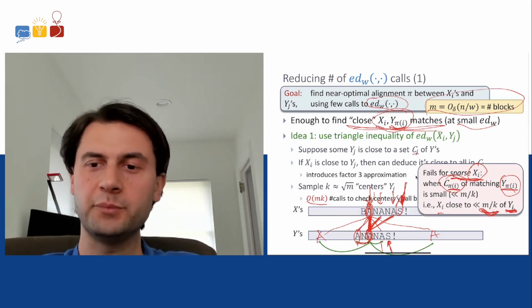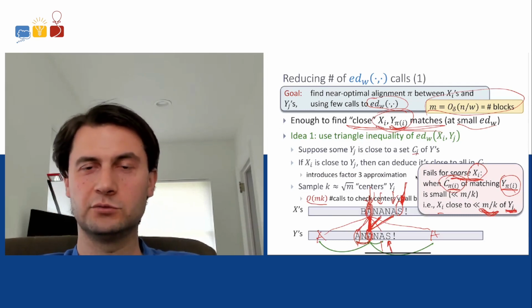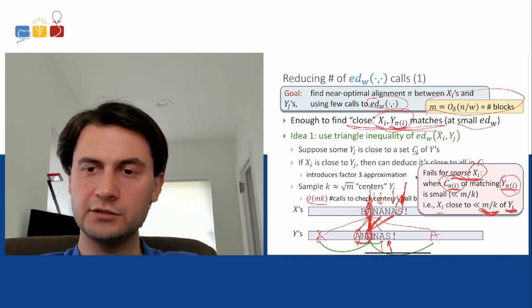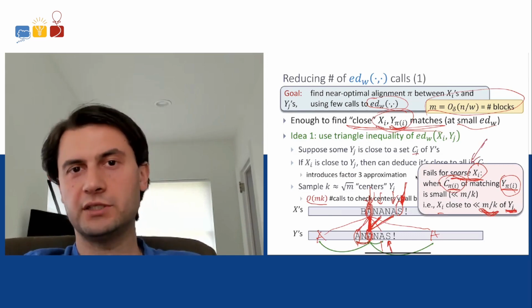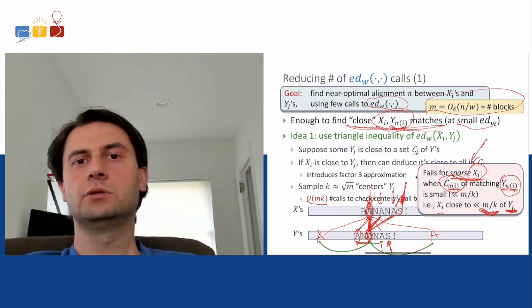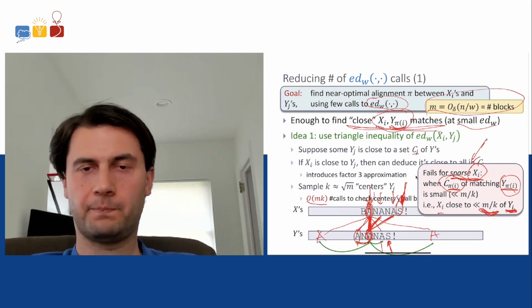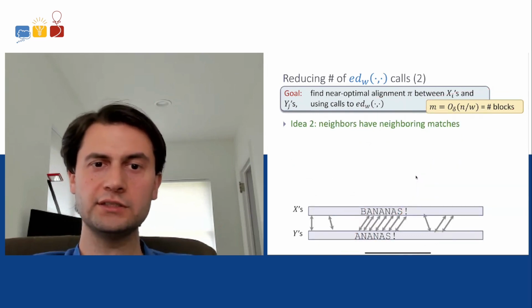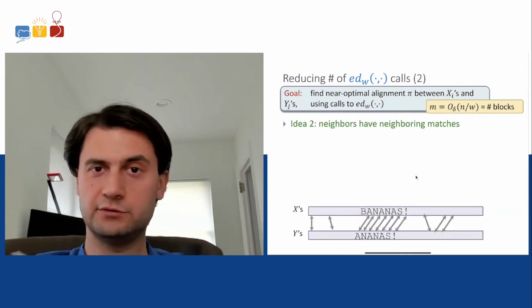So this is why we'll need the next idea. The remaining issue is how to deal with these sparse xi's, and again, sparse xi's are those which are close to few blocks in y. So here is idea 2, and these will be the 2 ideas.